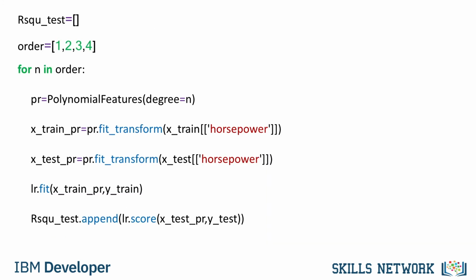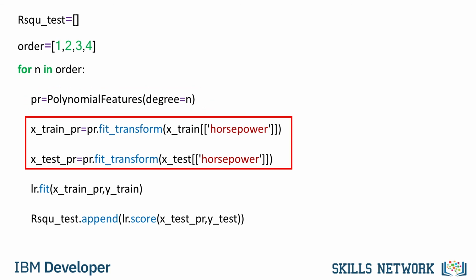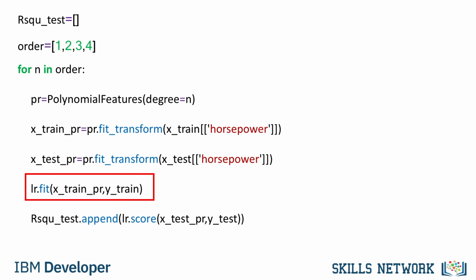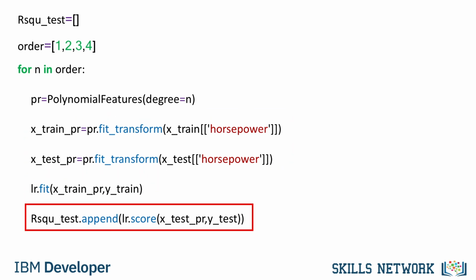We can calculate different r squared values as follows. First, we create an empty list to store the values. We create a list containing different polynomial orders. We then iterate through the list using a loop. We create a polynomial feature object with the order of the polynomial as a parameter. We transform the training and test data into a polynomial using the fit transform method. We fit the regression model using the transformed data. We then calculate the r squared using the test data and store it in the array.